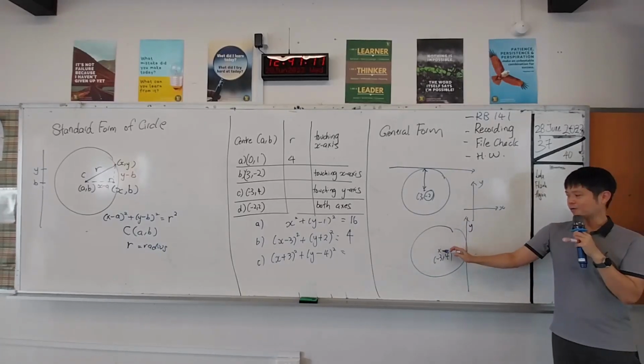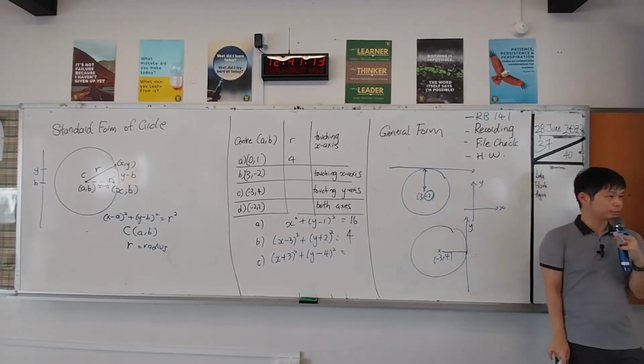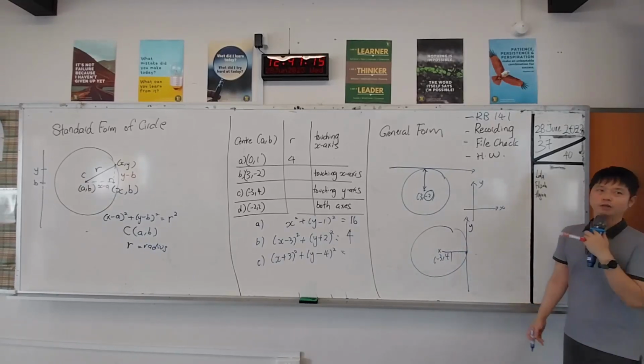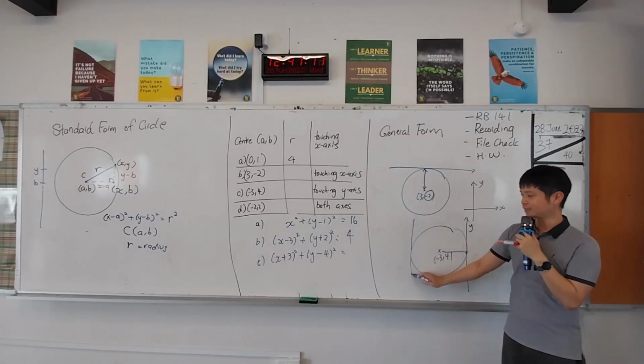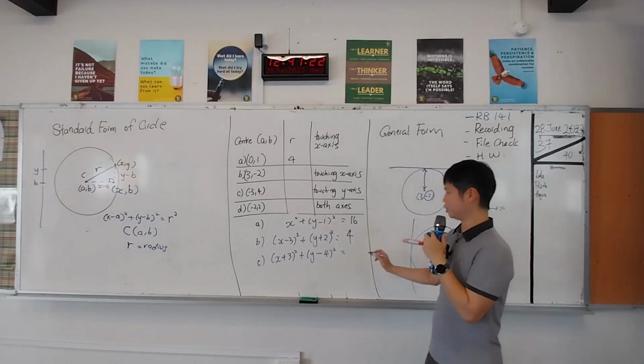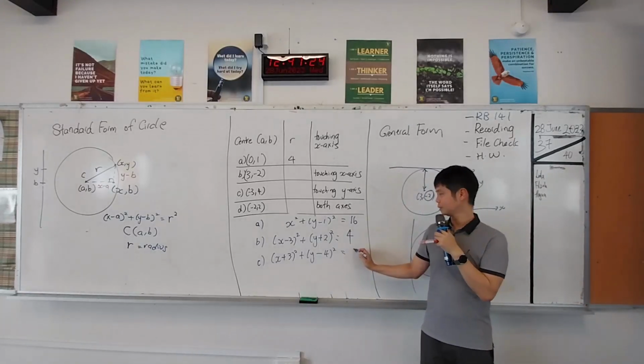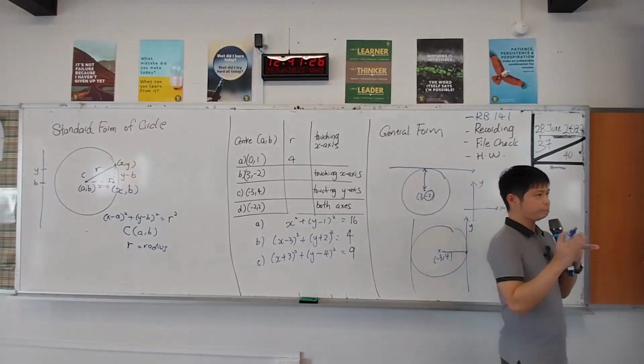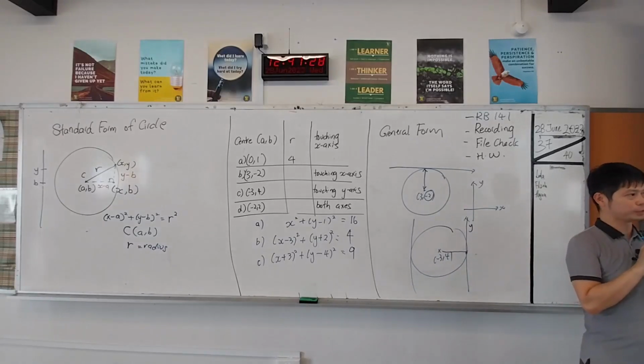So how long is this line? That would be your radius. What do you think? 3 long. If I draw my y-axis wrongly on this side, it's still 3, so it doesn't really matter which side you draw. So what is this number here? 9.